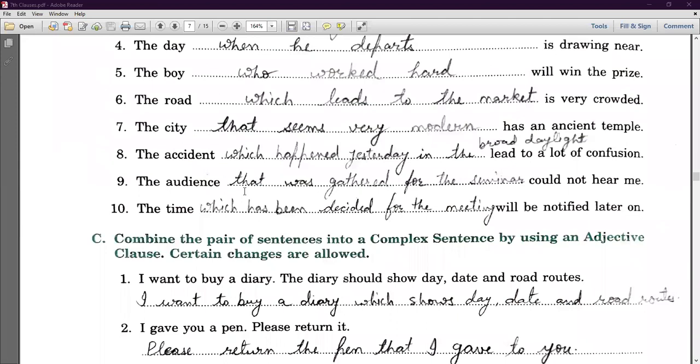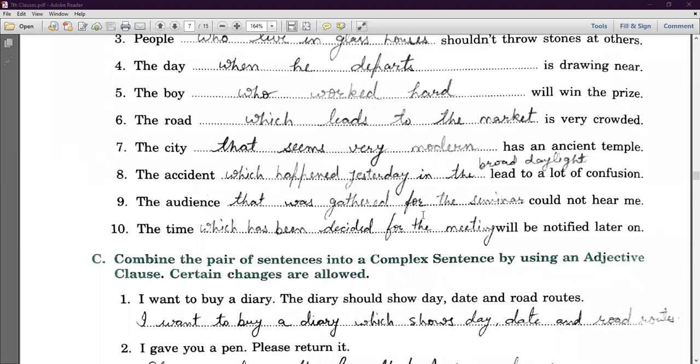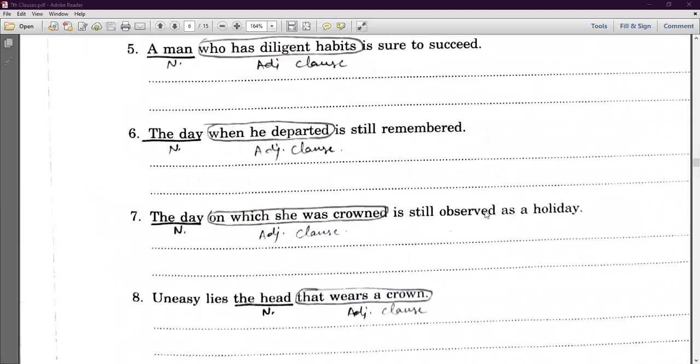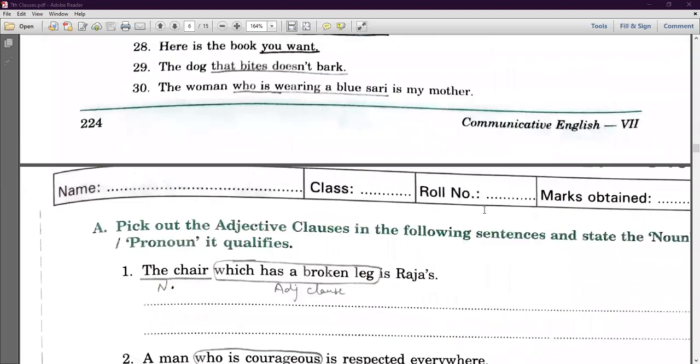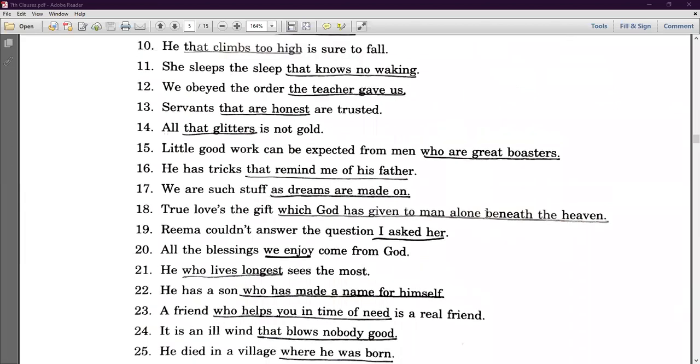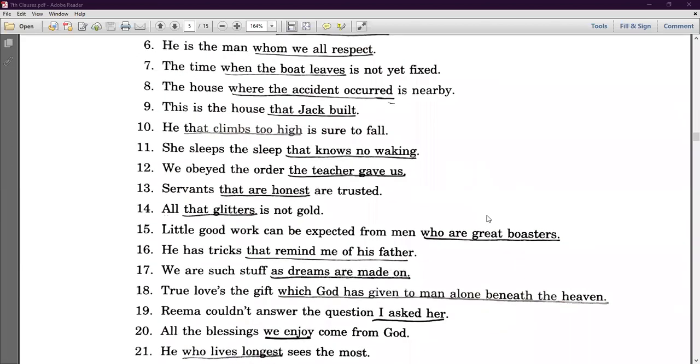Okay, ma'am. Yes, kindly ask your question. Ma'am, page number 224. What happened to it? Ma'am, eighth number, the house where the accident occurred is nearby. Ma'am, inside that, do I have to underline house? No, where the accident occurred. Just give me a second. Yes, the 8th sentence you are asking, right? Where the accident occurred.